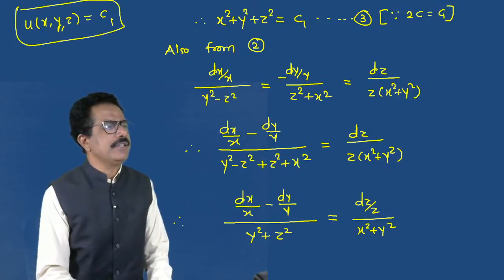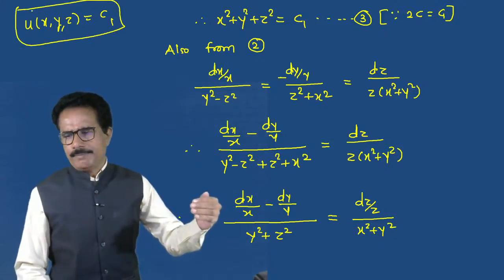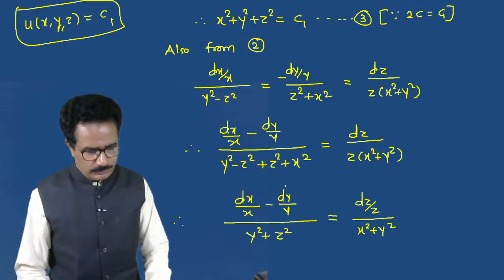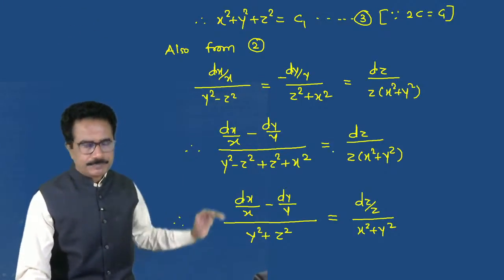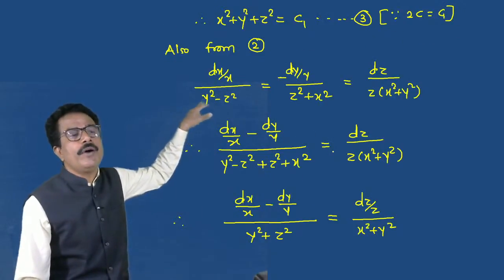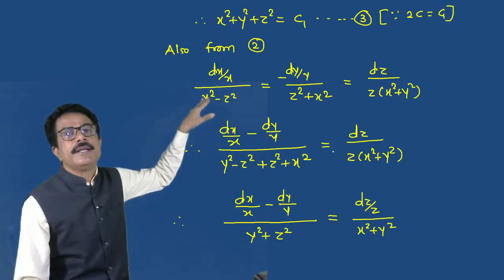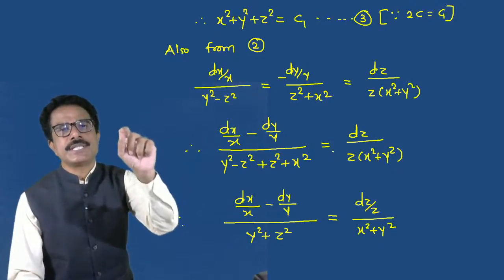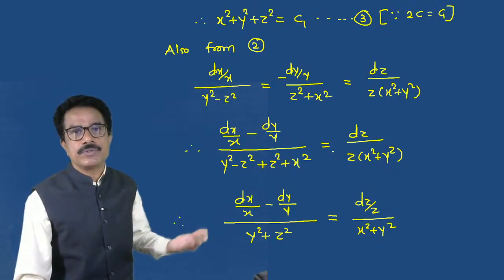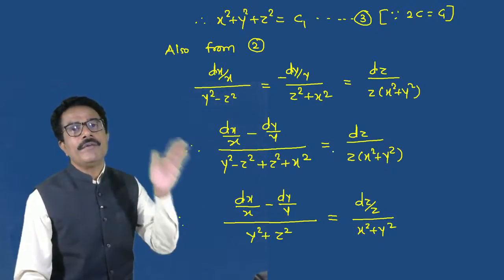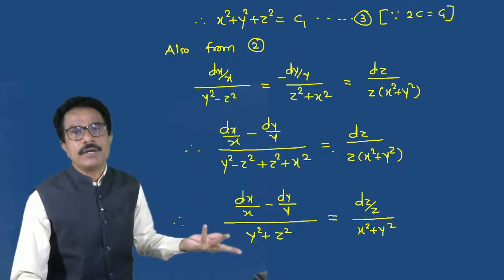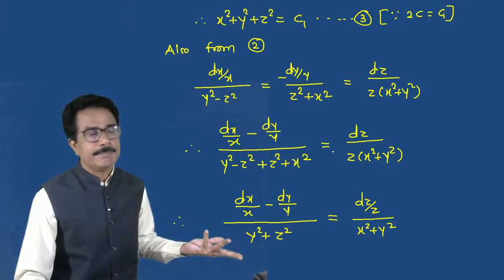Why did we write this? We have to compare this with the theorem. Now see, this is the first solution, that is u of x, y, z equal to c1. This is the first independent solution. Now we have to find out the second independent solution, v.